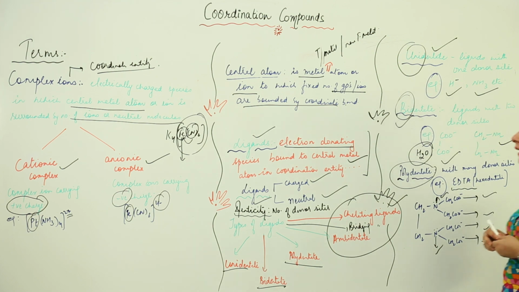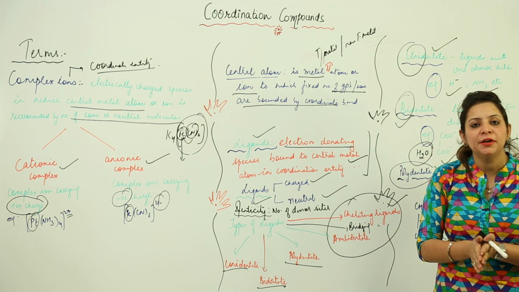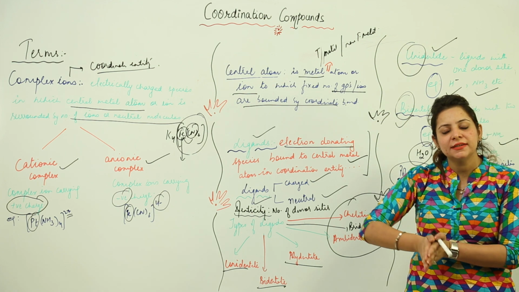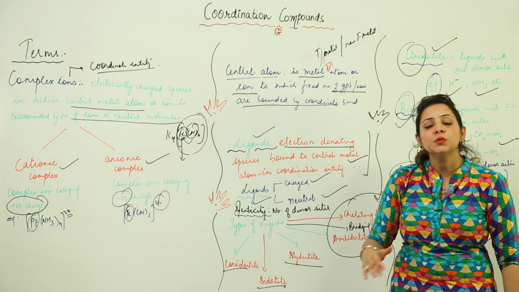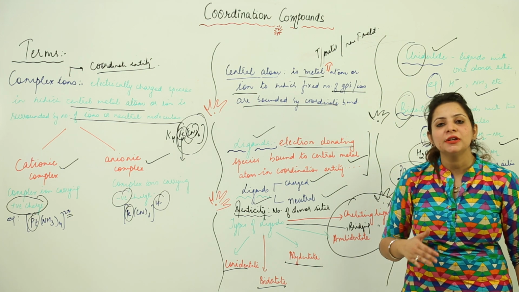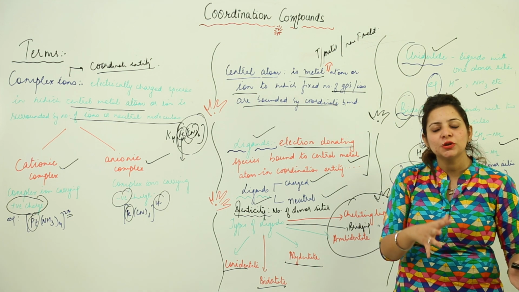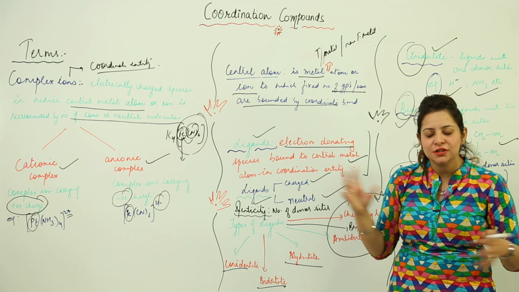So likewise, depending upon the denticity, we divide them into unidentate, bidentate, tridentate, or tetra, penta, all clubbed into a polydentate type. So this is the denticity. Now we are going to classify the ligands depending upon symmetrical ligands and unsymmetrical ligands. So just look at the board.